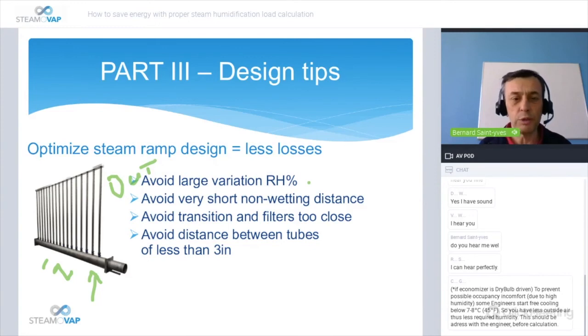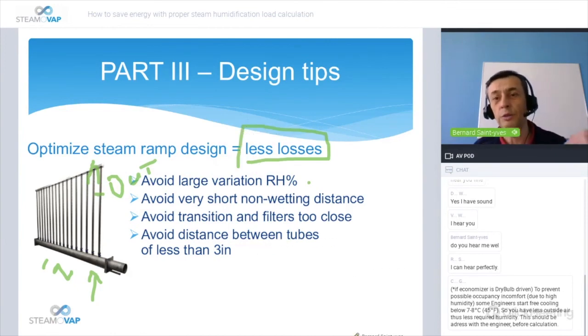And avoid distance between tubes, so this here and here or here, of less than 3 inches. On the Stimocalc, you will see the information and we can go down. We are displaying everything. But if we receive an order for less than 3 inches, we will call you and ask you why, because you are going into troubles and into a lot of losses. So in fact, you think you are doing good because you will put more steam into a duct, but in fact, you are not putting more steam, you are putting more condensate.